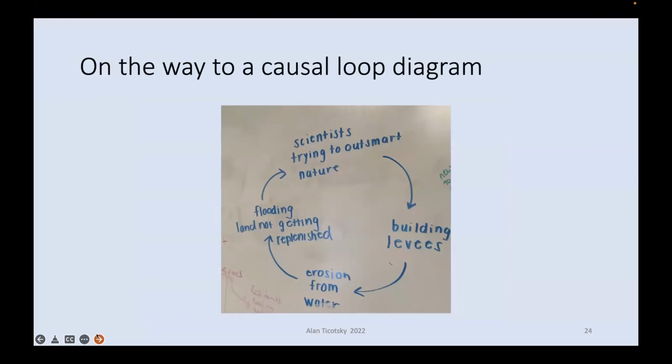And then this person told a story. It's on the way to a causal loop diagram. Scientists trying to outsmart nature. The kids really like to see when the experts are wrong. And so the building of levees tends to actually increase erosion. So it's controversial. But again, for people living right by the river, the levees often do save them. So it's sort of a short-term gain for long-term trouble.